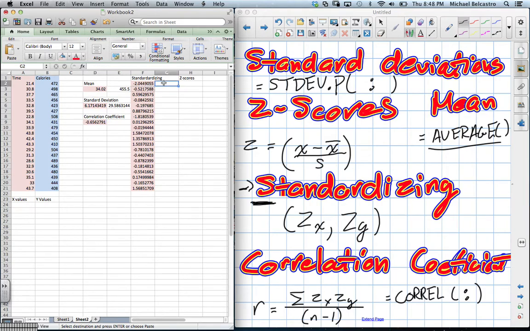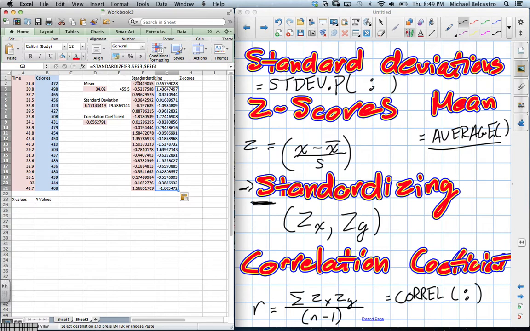And then for standardizing the y, we do equals standardize again. We take this value, and we're going to do the same thing. The mean here, but I want it to be dollar signs, right? Because we always want to take from that exact mean. We don't want it to go down as we go down. And then the standard deviation, which is this guy here. Again, we need the dollar sign. Standardize the first one, and all we got to do is copy, Control C, paste, Control V. And then these are the standardized value of all the blue ones. So here's all of our blue, our mean. And the correlation coefficient is together, always, okay?